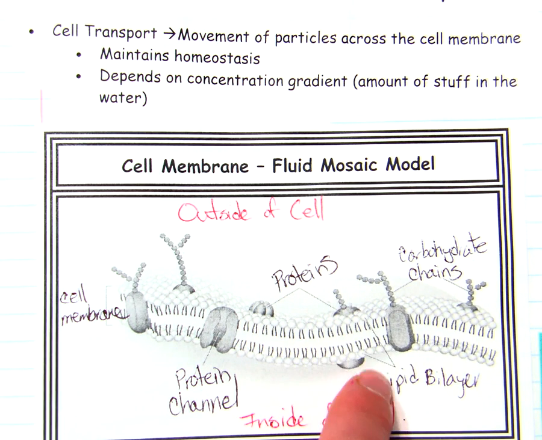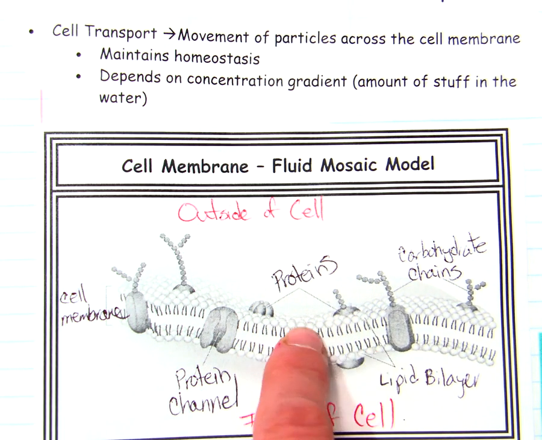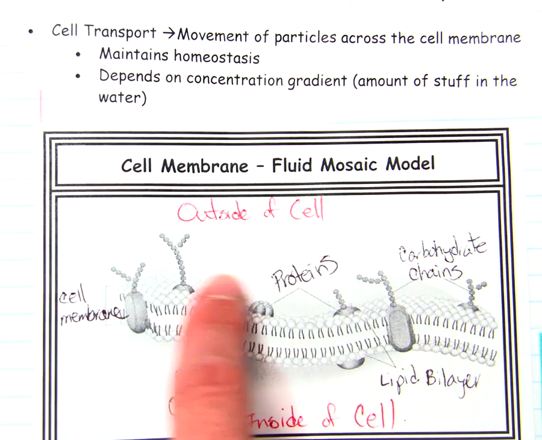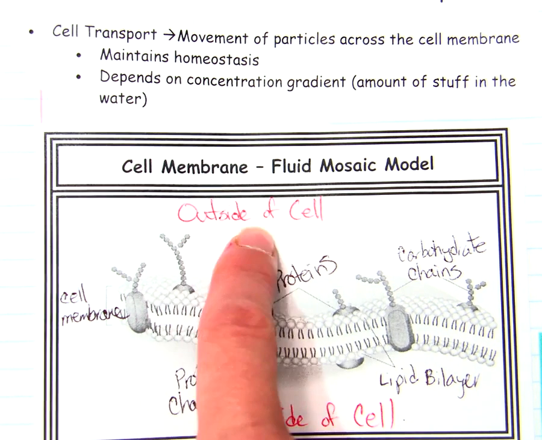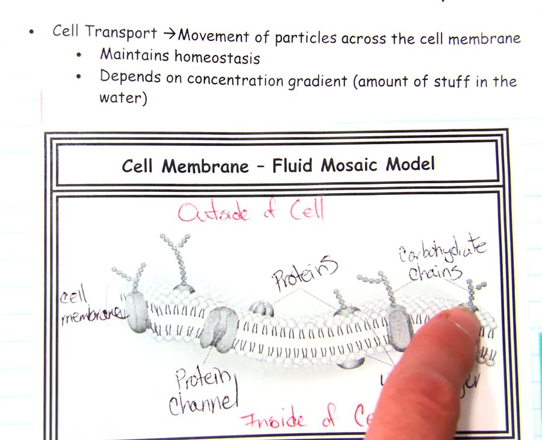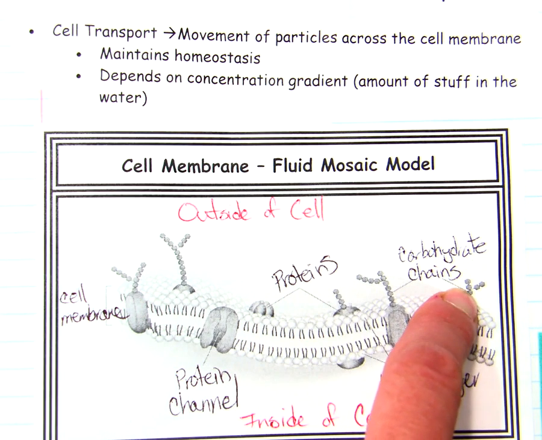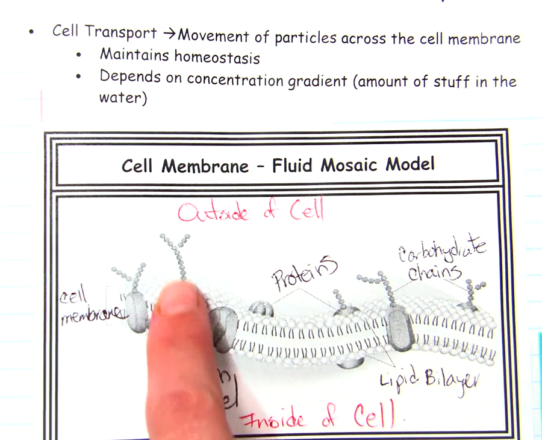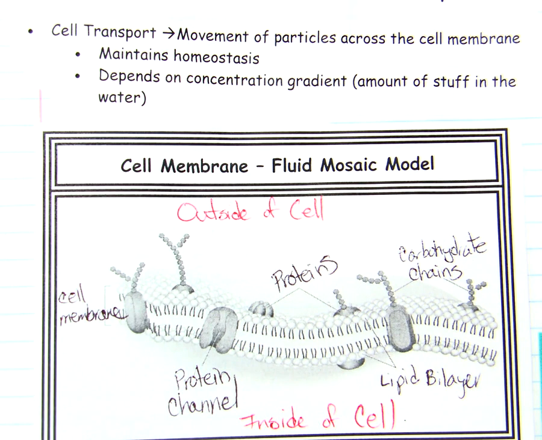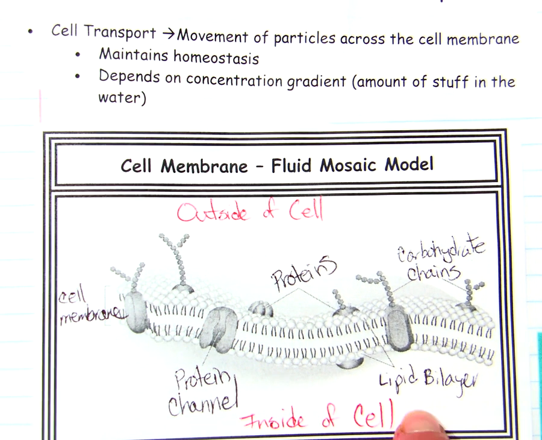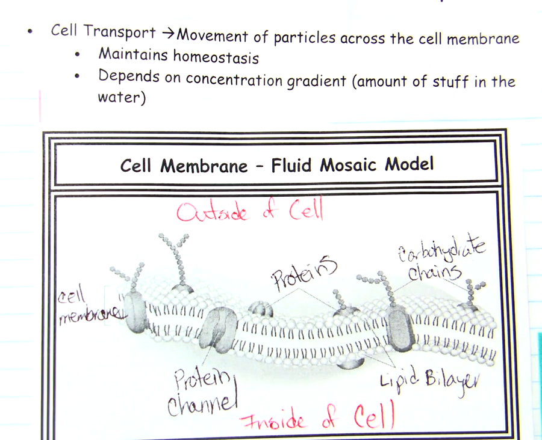Our cell membrane is made of a lipid bilayer. So we have two rows of lipid molecules. On the outside of the cell, we have carbohydrate chains. These chains allow cells to identify one another. The inside of the cell doesn't have any of those carbohydrate chains.